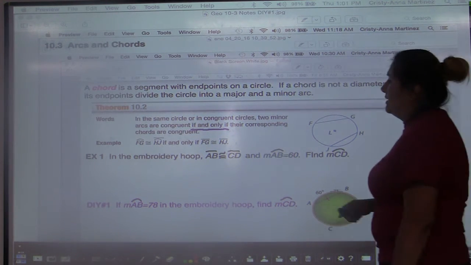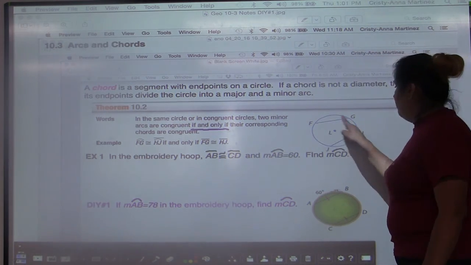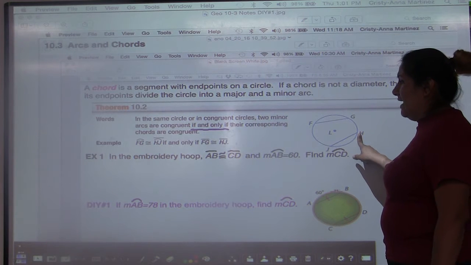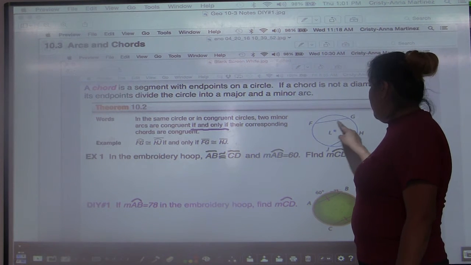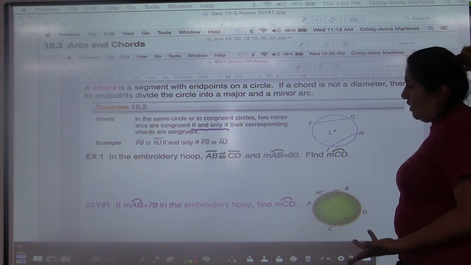So in our example, it says here that arc FG is congruent to arc HJ. So here's FG, HJ, and because that's the case, then the length of FG is the same as the length of HJ. So that being said, we're going to do our first example here.